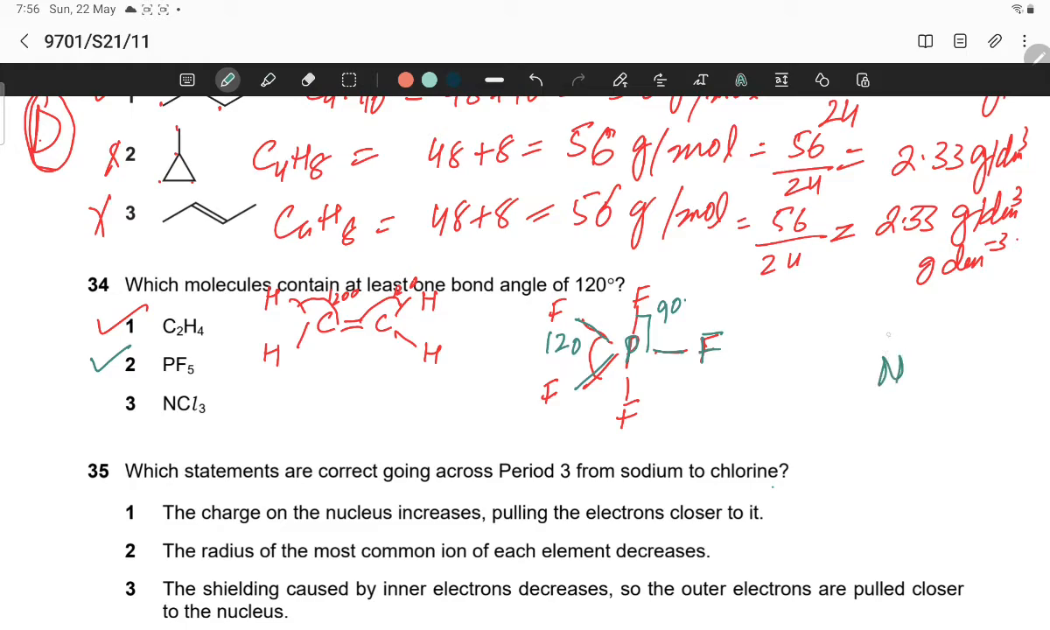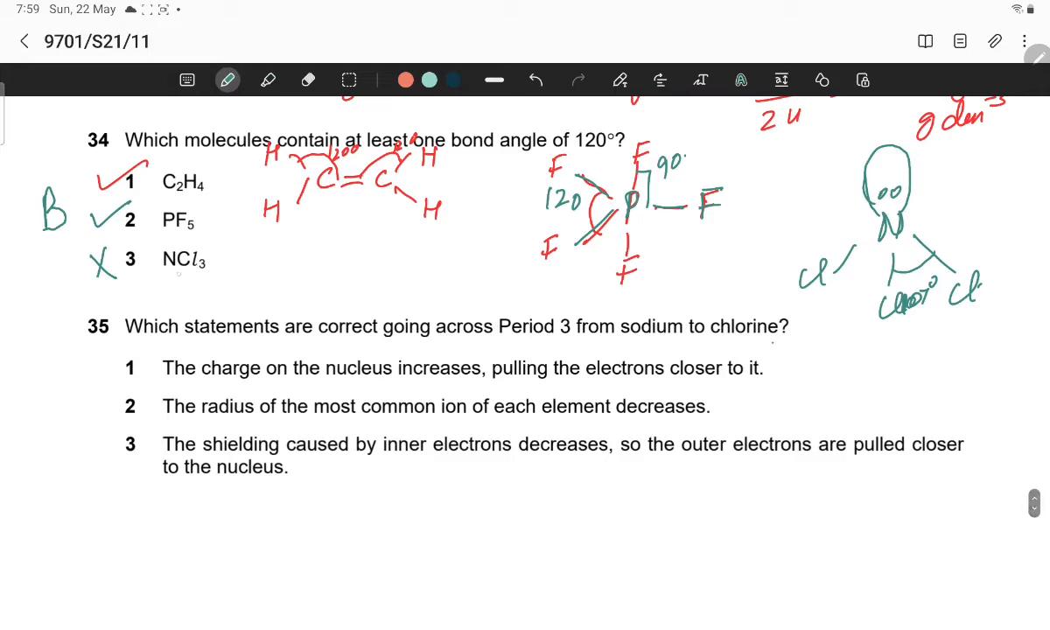NCl3, this is Cl, this is Cl, and this is Cl. There is a lone pair of electrons, and the lone pair repels the bond pairs, so the bond angle decreases to 107 degrees over here, so this option is incorrect. If statements 1 and 2 are correct, the option will be B. The option is B.